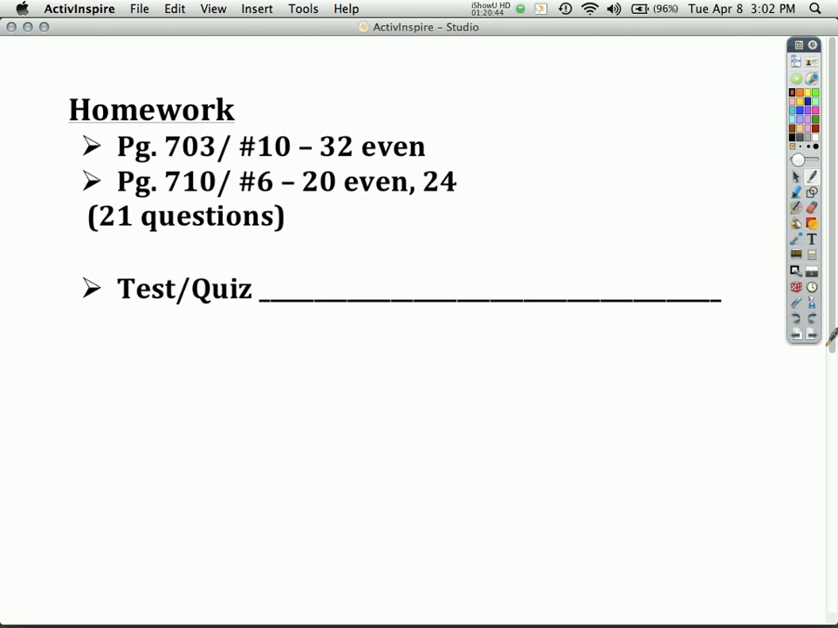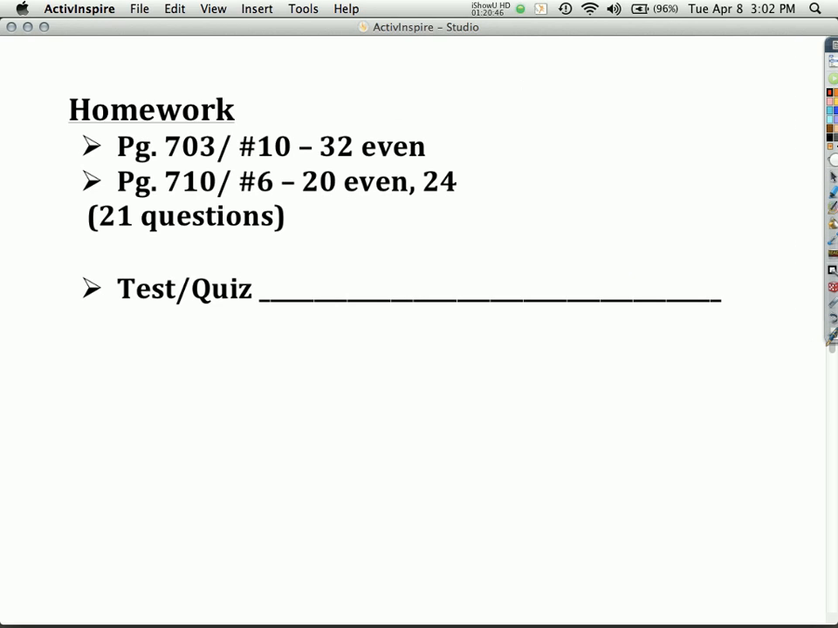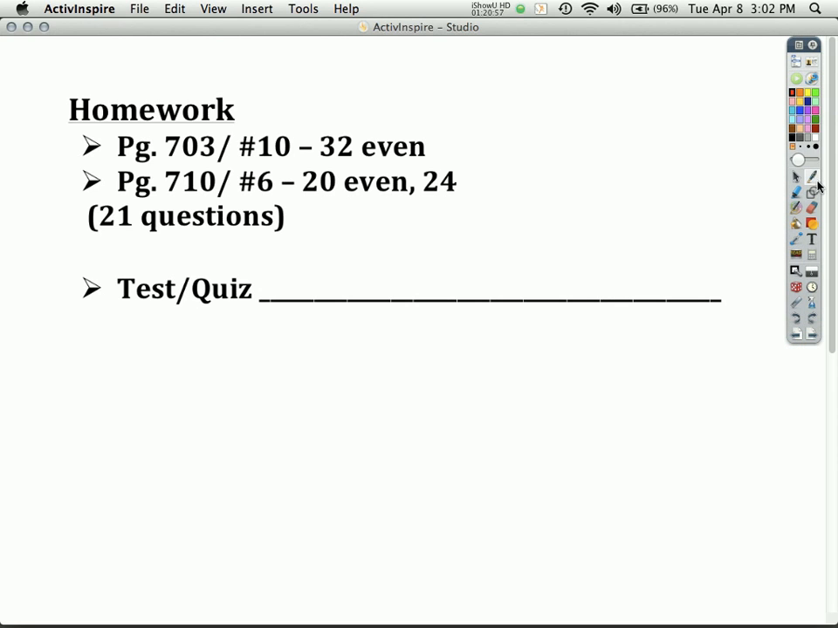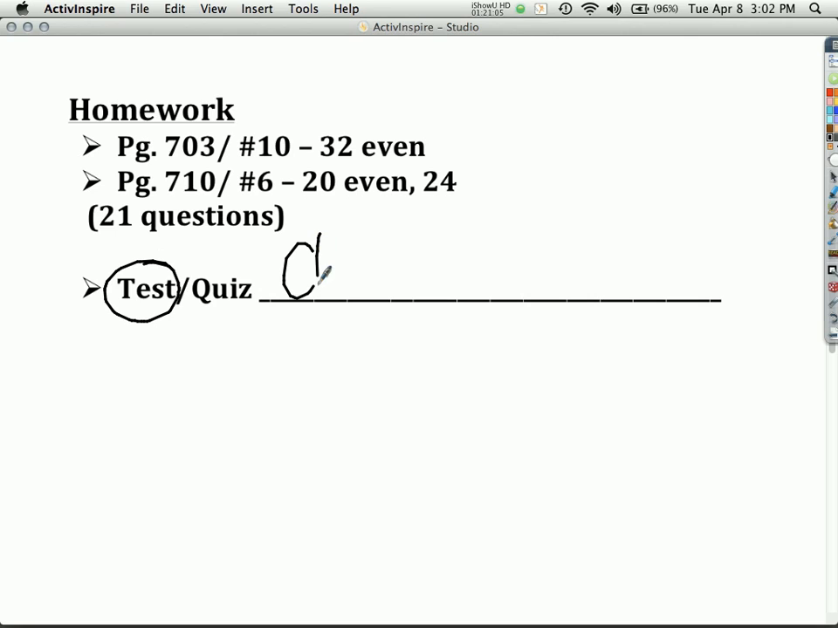Your homework is on page 703. You're going to do 10 through 32 even. And then on page 710, you're going to do 6 through 20 even and number 24. Don't forget to write down the 24. That's not optional. That is a required question. And then you're going to have a test on chapter 10 on Friday.